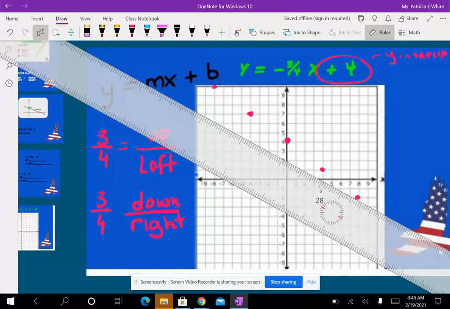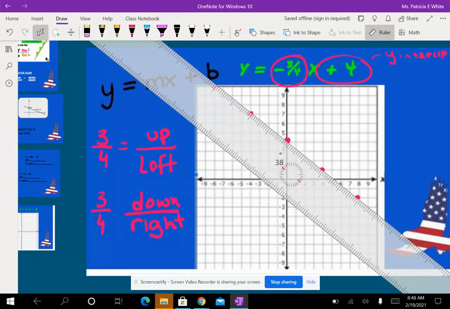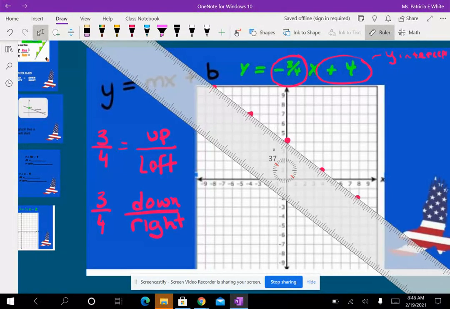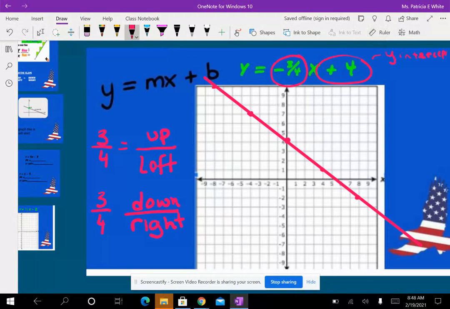Negative slope, you know it's supposed to be slanting down, because this number is negative right here. A little bit better on the accuracy there. And draw your line. And you're done. Okay, let's check one of these coordinate points.